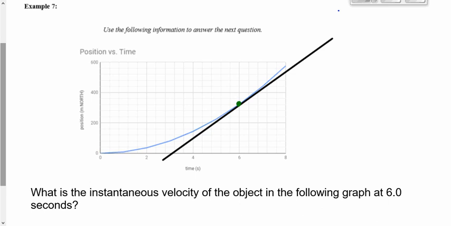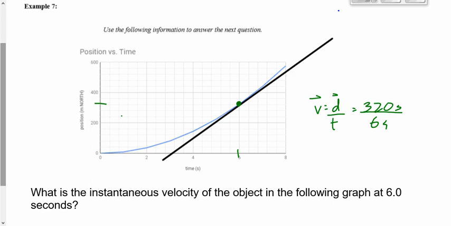But if we have a curved line and we want to find the instantaneous velocity at, let's say, 6 seconds, it's harder. What we can't do is just say v is equal to d over t. You could say, look, this d is 200, 240, 280, 320, divided by the time here, 6 seconds. That would be wrong. That would give you the wrong answer. Velocity is not position over time. It's not 320 over 6.